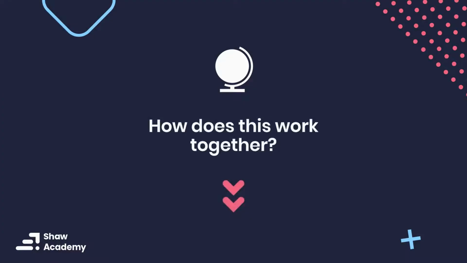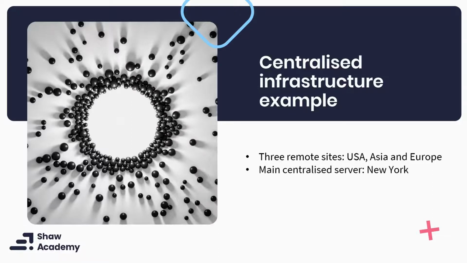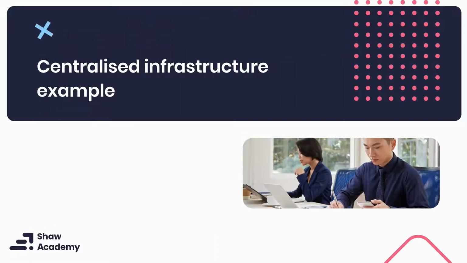So how does this all work together to satisfy the needs of our case study company? From our user story, we would have 3 remote sites in USA, Asia, and Europe, and the main centralized server running from New York. In New York, the centralized server is where we would have the Policy Administration Point cluster and the Policy Decision Point.